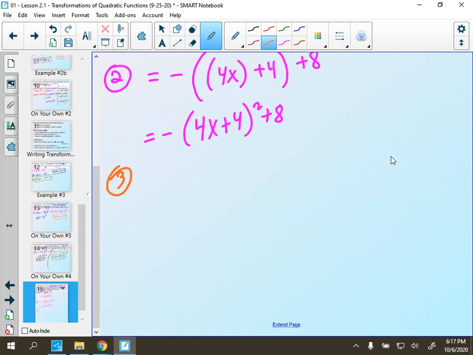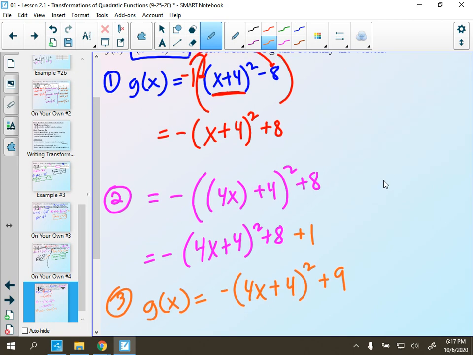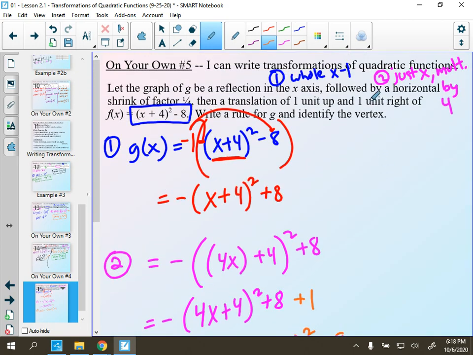For right now, 1 unit up is just going to take the whole function and add 1 to it. So g of x equals negative, or the opposite of, 4x plus 4 squared plus 9. All right. The last thing we have to do here is take this whole thing 1 unit right.